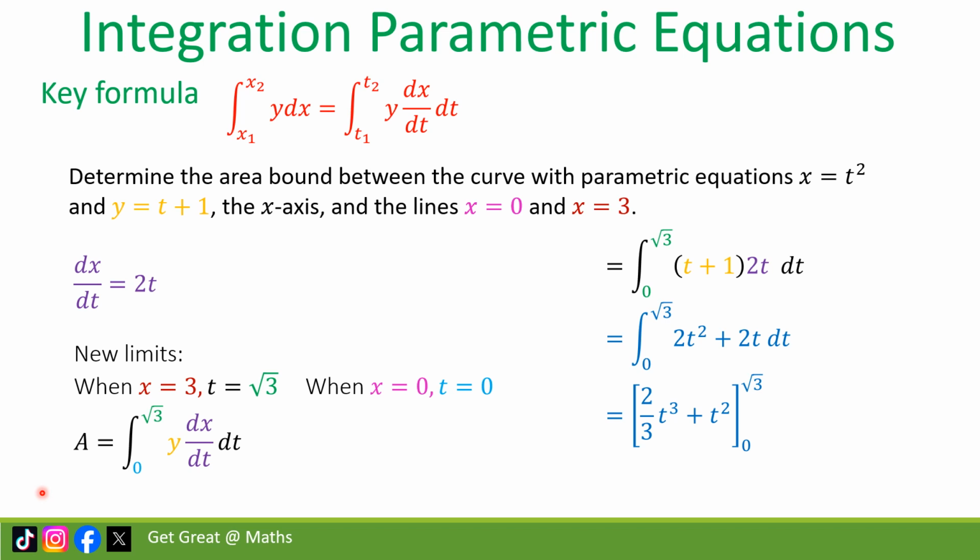You can now substitute in the values, so the top limit goes in first, so if I substitute in root 3 into this expression first, then substitute in 0, you will end up with 2 root 3 plus 3, just from substituting these values in. Remember, you will always take away the lower limit second, and if you substitute 0 into both of these, they will become 0. So you just end up with 2 root 3 plus 3.